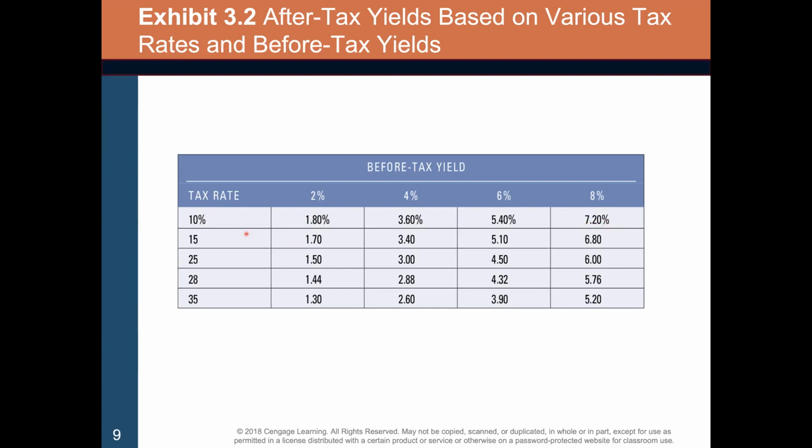And you can see the higher the tax rate, the more effect it has. So if you have a tax rate of 35%, your 2% yield would actually be a 1.3% yield. And going up to our 8% before tax yield becomes a 5.2% after tax yield. So for taxable bonds, they have to offer a higher before tax yield to entice investors to invest in those bonds.